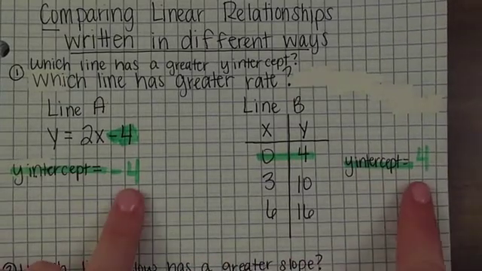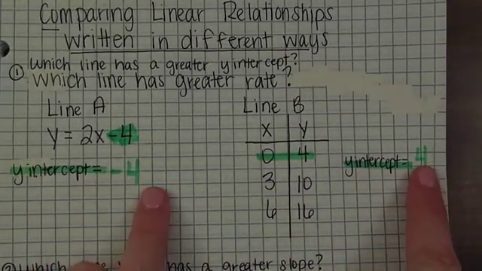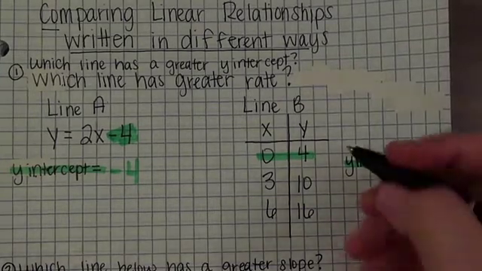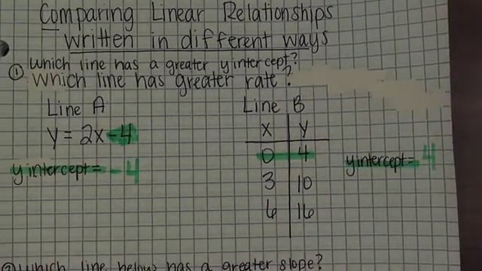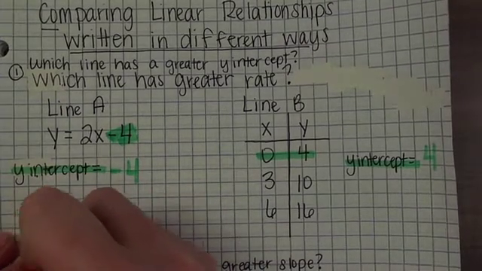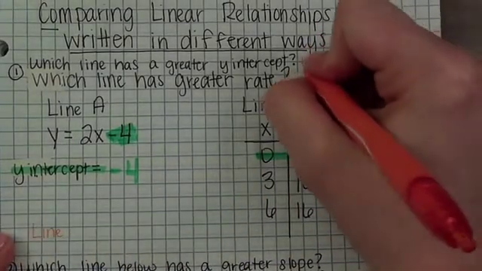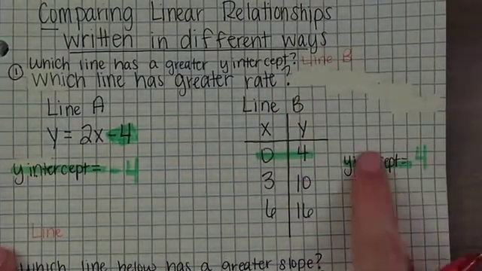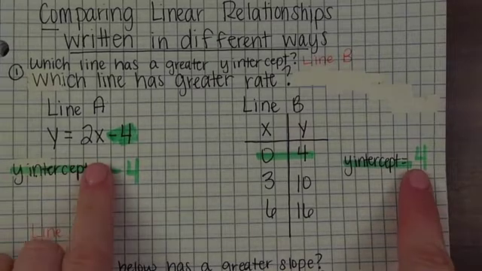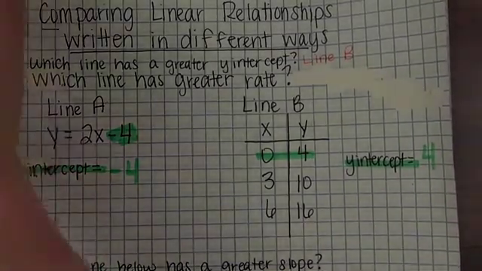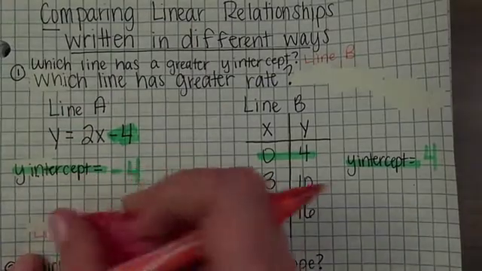So which one is greater, a +4 or a -4? Well, the +4 is bigger, so the answer to that question is line B. Line B had a greater y-intercept than line A.